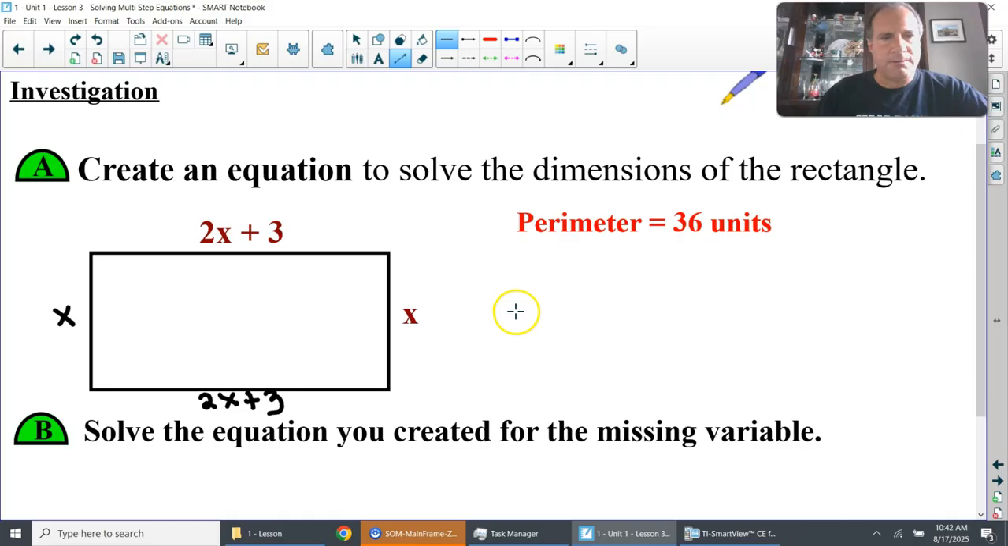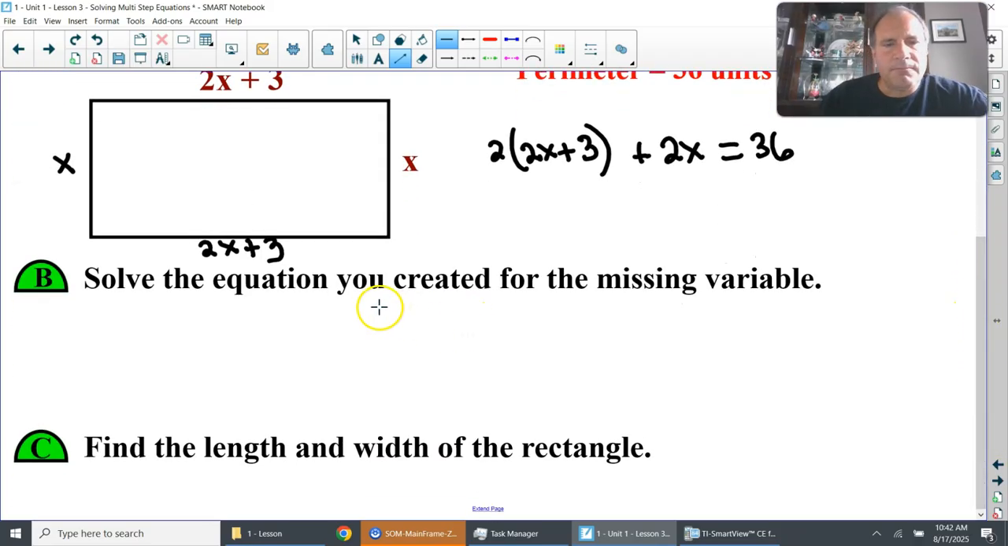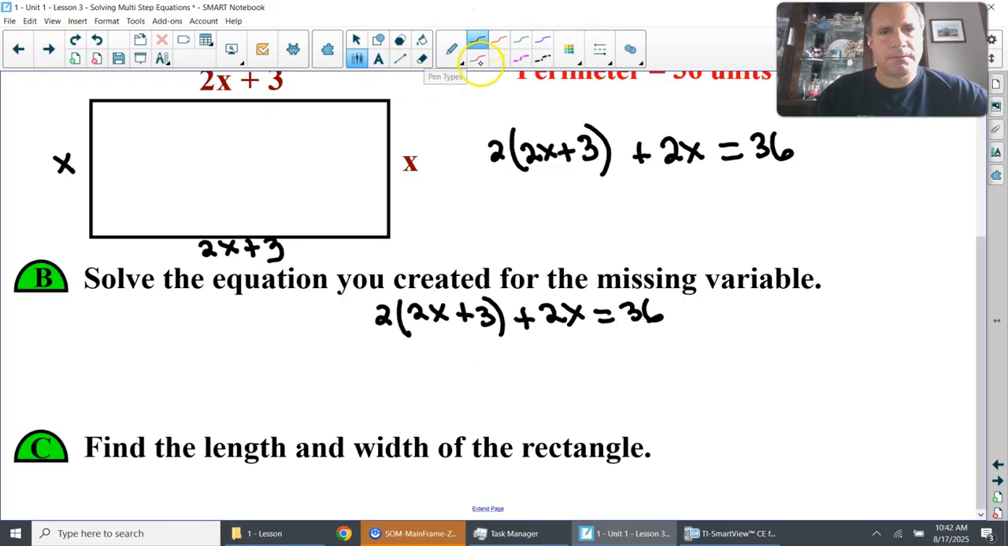Let's set up an equation to solve. We would have 2 times the 2x plus 3. Remember, when we're talking about perimeter, adding up all the sides and setting it equal to the given perimeter, just like that. So when we are solving an equation, I like to rewrite this is 4x plus 6 plus 2x equals 36.